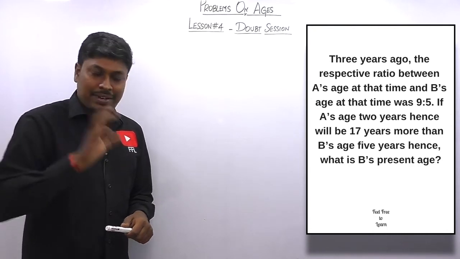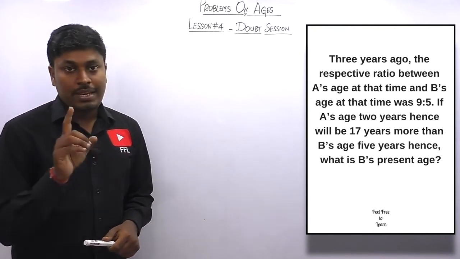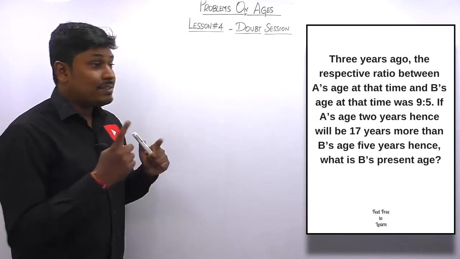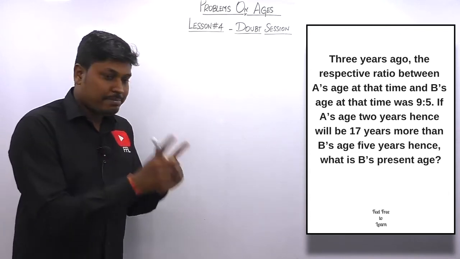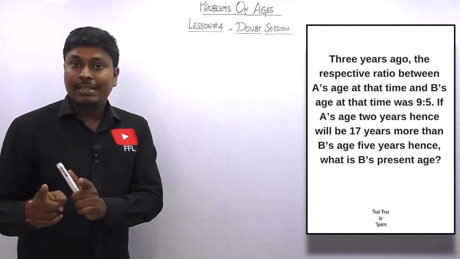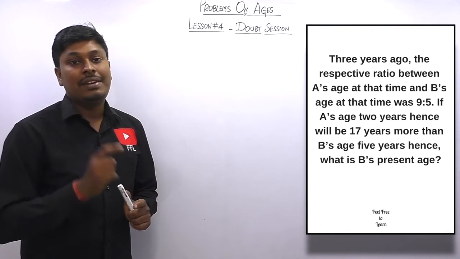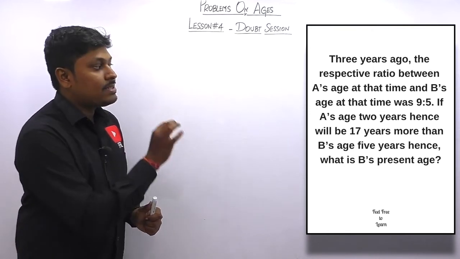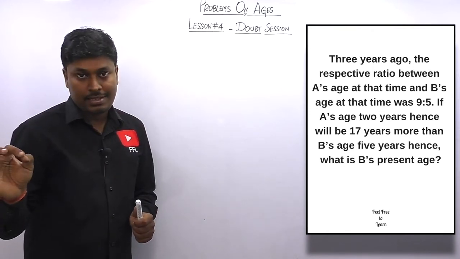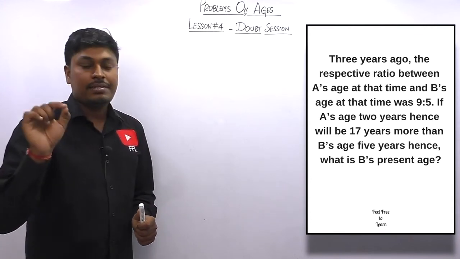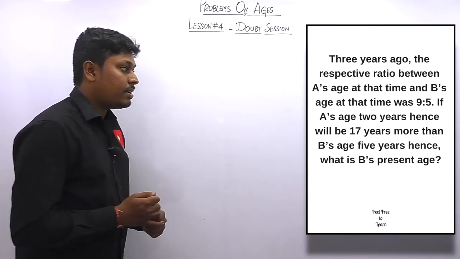Just now I have told you, every time while solving problems on ages, this concept plays a major role. If one person's age is compared with another person's, the meaning is the difference between both ages will be 17 years, right? Here A's age will be 17 years more than B's age. The meaning is A minus B is equal to 17. So be careful on that, right?